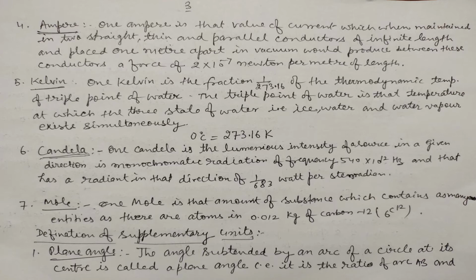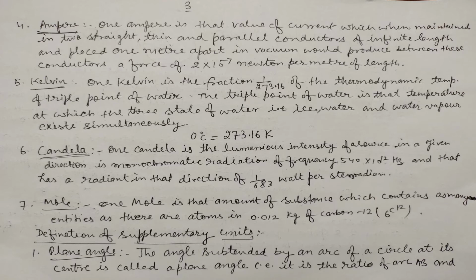Now the fourth one is ampere. 1 ampere is that value of current which, when maintained in two straight, thin and parallel conductors of infinite length and placed 1 meter apart in vacuum, would produce between these conductors a force of 2 into 10 to the power minus 7 Newton per meter of length.